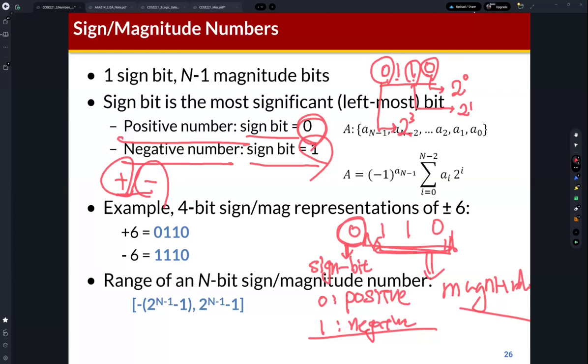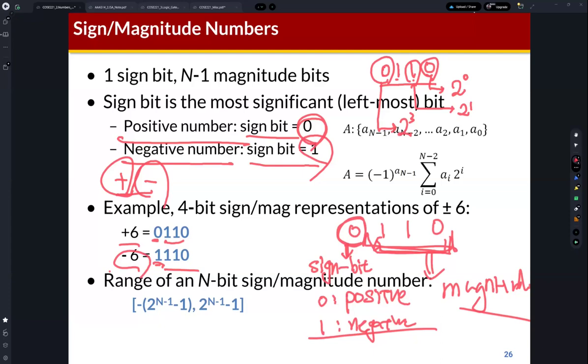So this is the example. Plus 6: the magnitude is 6, which is equivalent to 110, but it's plus. So the sign bit is 0, and then the magnitude is 110. And then minus 6: the magnitude is the same, but the sign bit is minus, so we just add 1. So this is the sign and magnitude number system.